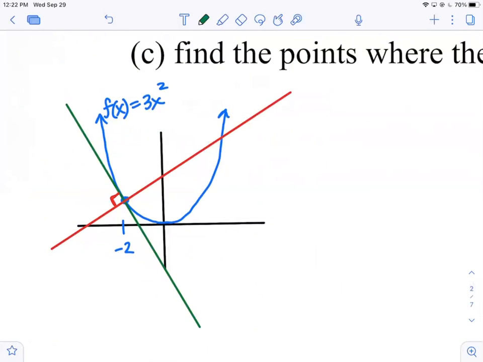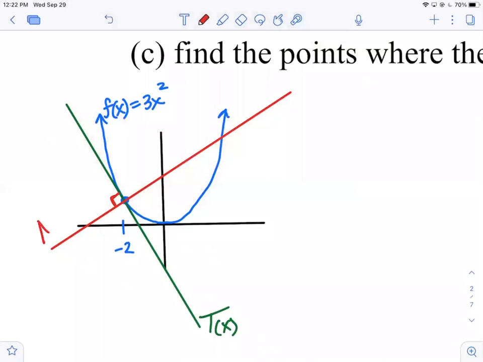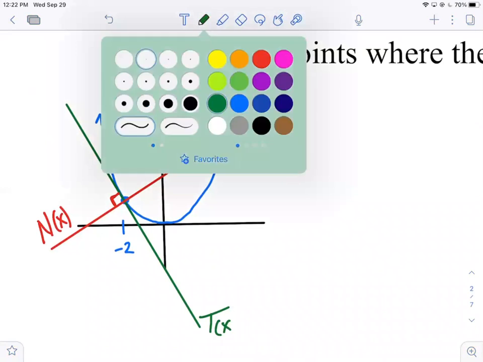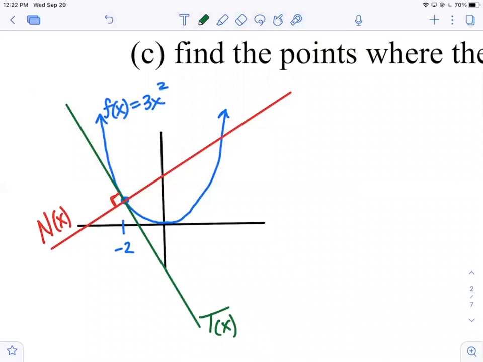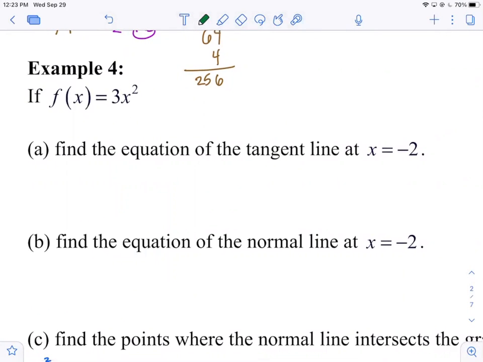I'm going to call the tangent line t of x, and I'm going to call the normal line, which would be perpendicular to it, n of x. Just so we can distinguish among the three functions now that we have: t, tangent, n, normal, and f, function. Okay, so I need to collect my ingredients, right? I need a point and a slope at -2. Well, I have neither, but I do have an x value and I do have a function, which is probably all I'm going to need.